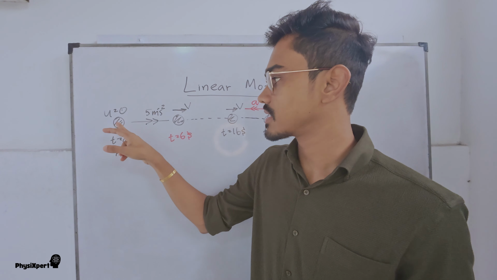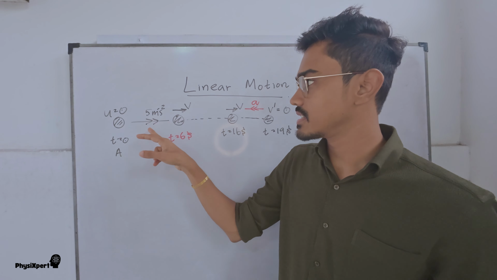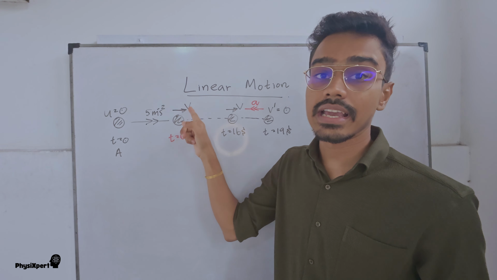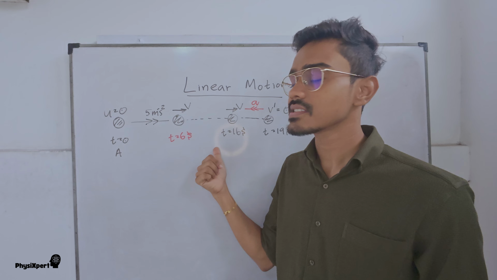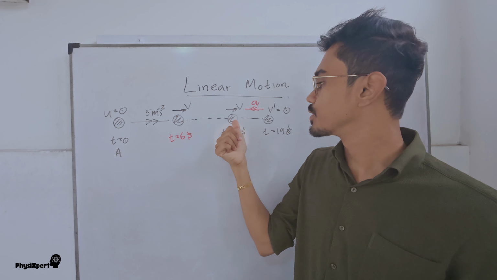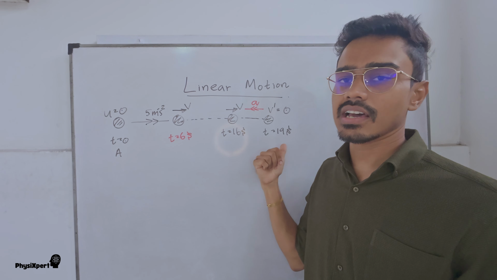See, the bus starts from rest at t equals 0, and it has an acceleration of 5 ms^-2 for 6 seconds, and it gains a velocity v, and it continues its motion with that same velocity v for 10 seconds, up to 16 seconds. Then brakes are applied in order to stop the bus in 3 seconds. So when t equals 19, the bus should be stopped.